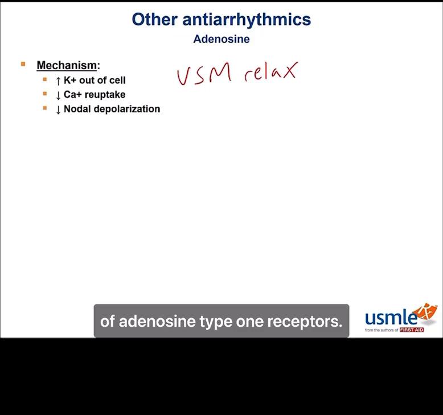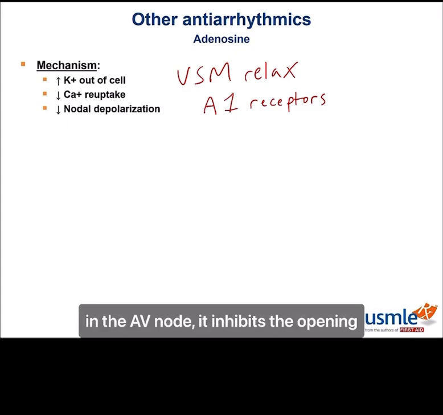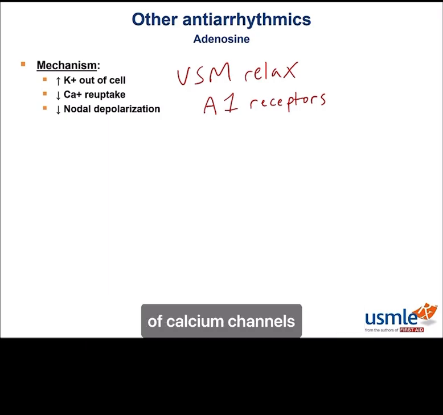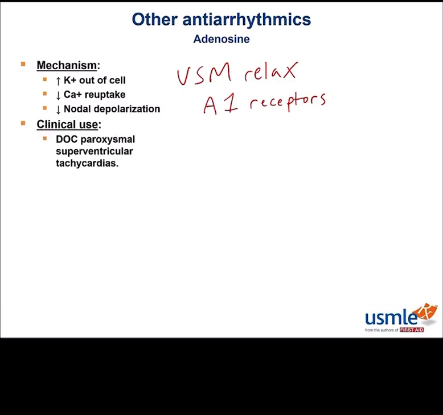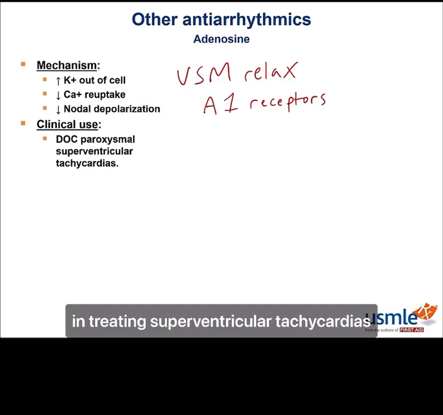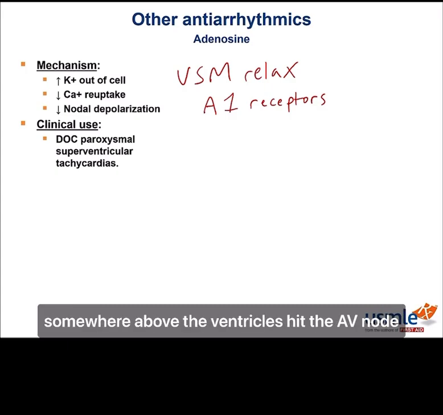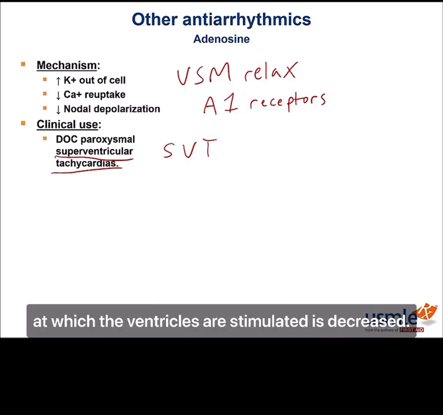type 1 receptors, which are located in the atrioventricular node. When adenosine binds to A1 receptors in the AV node, it inhibits the opening of calcium channels that allow the upstroke in pacemaker cell depolarization. Decreasing the conductance of the AV node is useful in treating supraventricular tachycardias because we want to ensure that all of the depolarizations originating somewhere above the ventricles hit the AV node when it is not done repolarizing from the previous signal. This way, the rate at which the ventricles are stimulated is decreased.